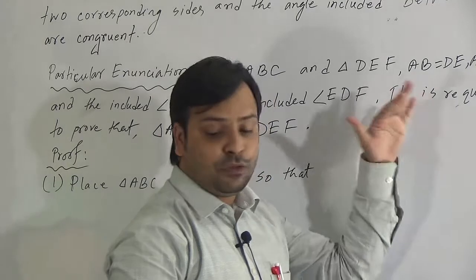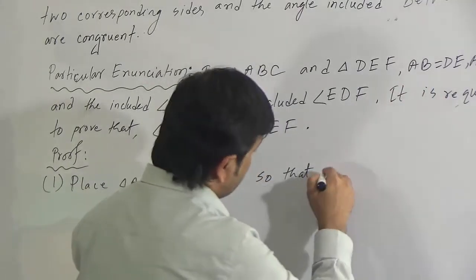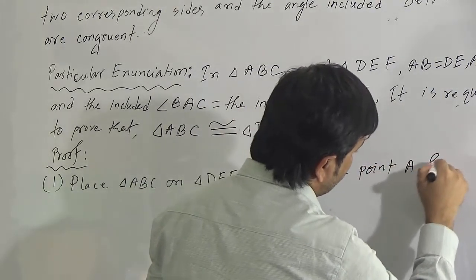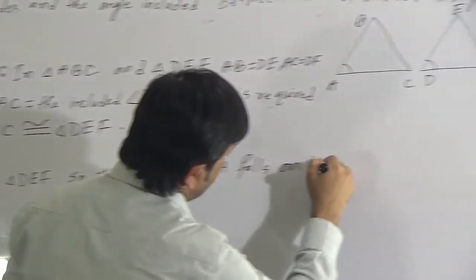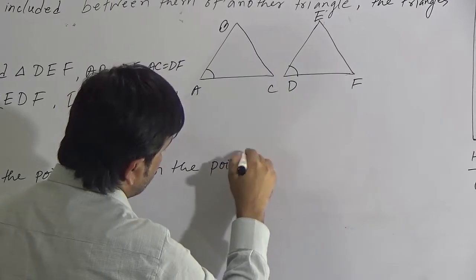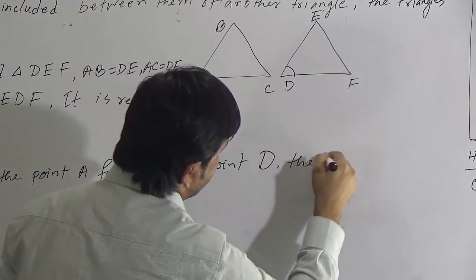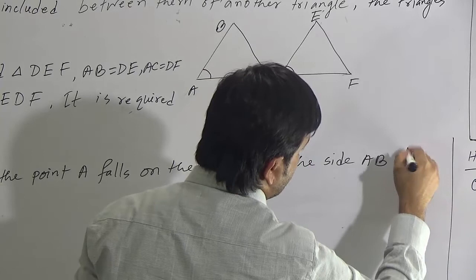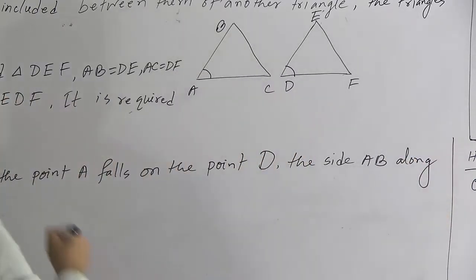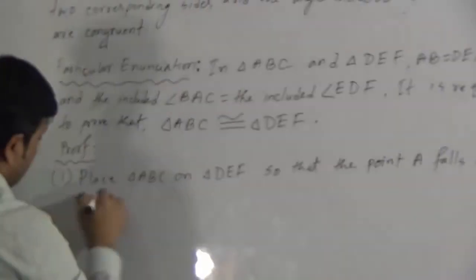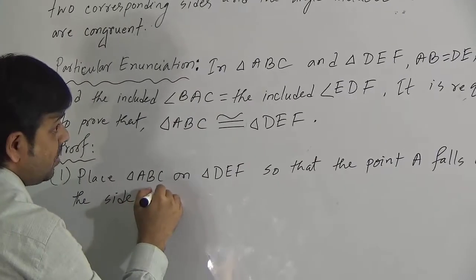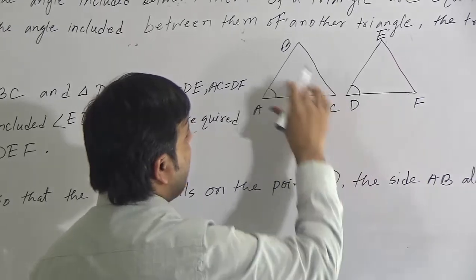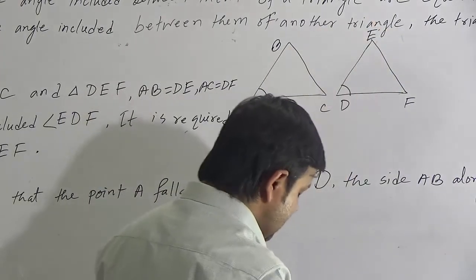the point A falls on the point D, the side AB along the side DE. So the point A falls on the point D and the side AB along the side DE.